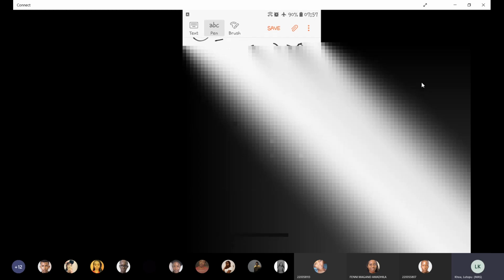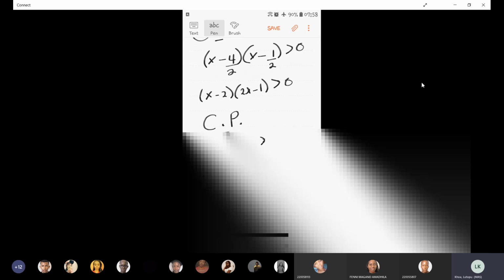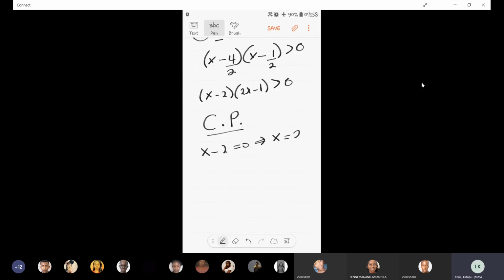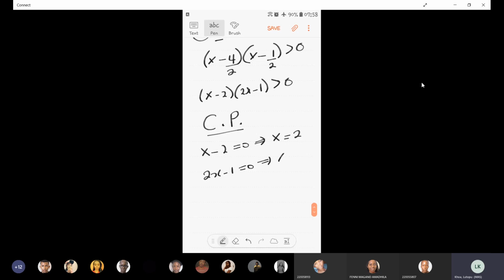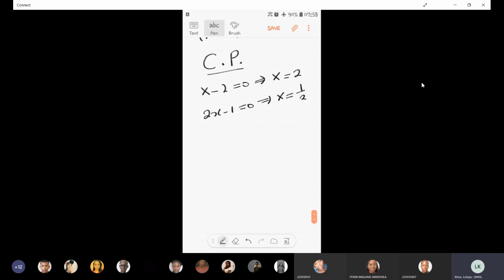We have x minus 2 equal to 0. This means that x is equal to 2. And then we have 2x minus 1 is equal to 0. This means that x is equal to a half. So now that you have your critical points, what you do is you draw your number line.